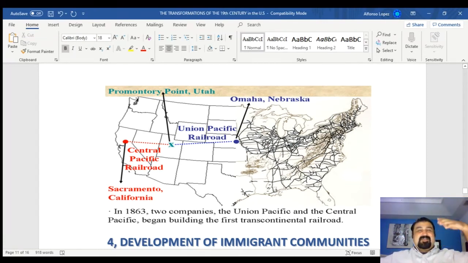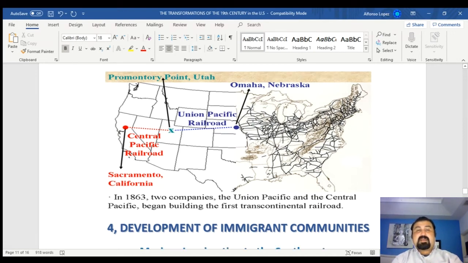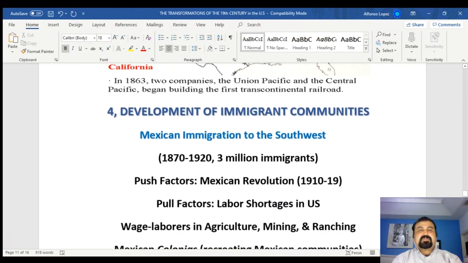So this is something that we're going to cover in more depth in the third topic that follows after this. So this is the map that we're looking at, the Union Pacific and Central Pacific here in Promontory Point, Utah. And, of course, now the East and the West are connected. And this was a time of great celebration for the country, by the way.